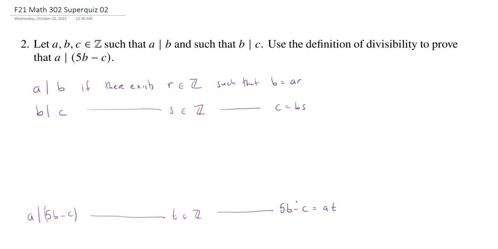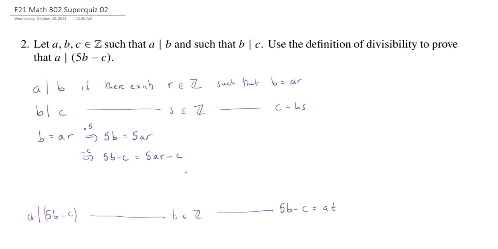All right, well, if we're going to get 5b out, let's go back up here. We know that b is equal to a times r. So if I multiply by 5, then I get that 5b is equal to 5 times ar. Well, let's see, I don't really want 5b, I want 5b minus c. So let me subtract c from both sides. So if I subtract c, I get 5b minus c equals 5ar minus c.